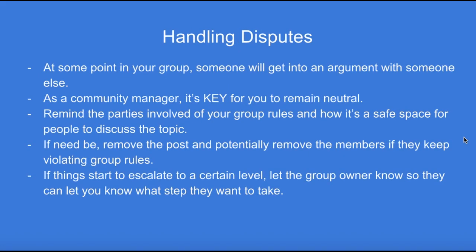At some point in your group, somebody's going to get into an argument. As a community manager, when arguments happen, it's super key for you to remain neutral. Take time to remind the parties involved of your group rules, and remind them that it's a safe space for people to discuss whatever topic your group is about. If need be, remove the post and potentially remove the members involved if they keep violating group rules. If things start to escalate to a certain level, always touch base with your group owner to let them know what's going on and make sure you're handling it in a way that they would like.